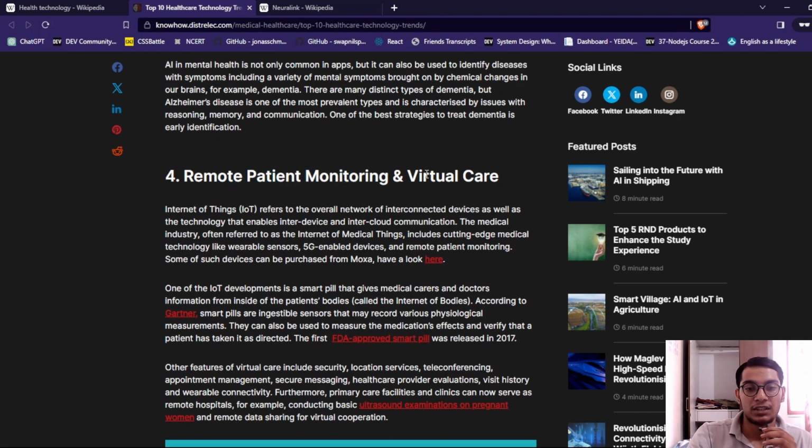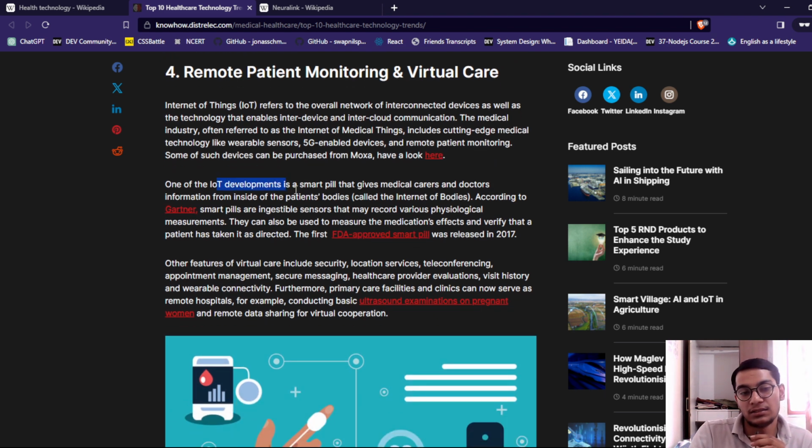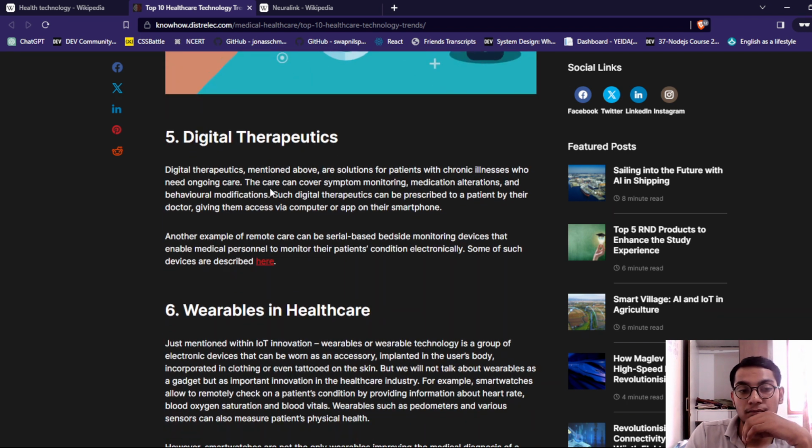Remote patient monitoring and virtual care. The Internet of Things refers to the overall network of interconnected devices as well as the technology for inter-device and inter-cloud communication. The medical industry, often referred to as the Internet of Medical Things, includes cutting-edge medical technology like wearable sensors, 5G-enabled devices, and remote patient monitoring. Some of such devices can be purchased and are available. IoT devices or smart pets, medical care, doctor information.